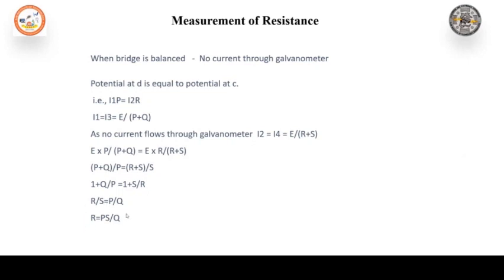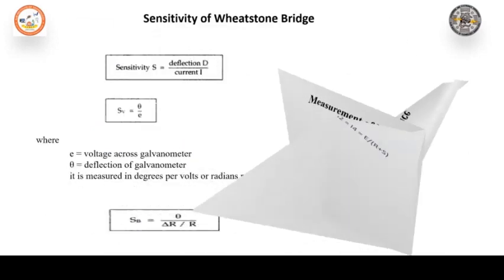The following points can be observed. It depends on the ratio of P and Q, and hence these arms are called ratio arms. As it works on null deflection or null indication, the results are not dependent on the calibration and characteristics of the galvanometer. The standard resistance can be varied to obtain the required balance. These are the important things.